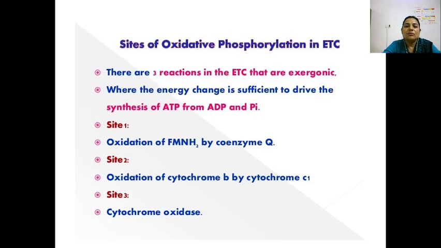Sites of oxidative phosphorylation in the electron transport chain. There are 3 reactions in the electron transport chain that are exergonic, where the energy change is sufficient to drive the synthesis of ATP from ADP and inorganic phosphate. That is, site 1 is the oxidation of FMNH2 by coenzyme Q. Site number 2 is the oxidation of cytochrome B by cytochrome C1, and site number 3 is cytochrome oxidase.